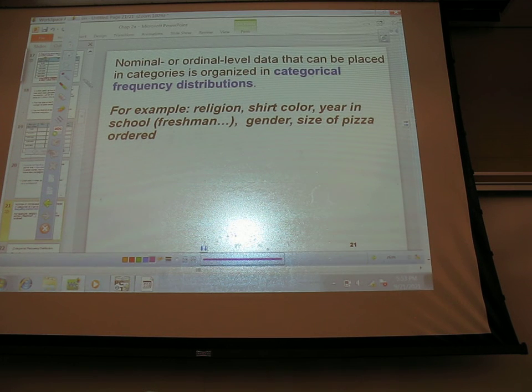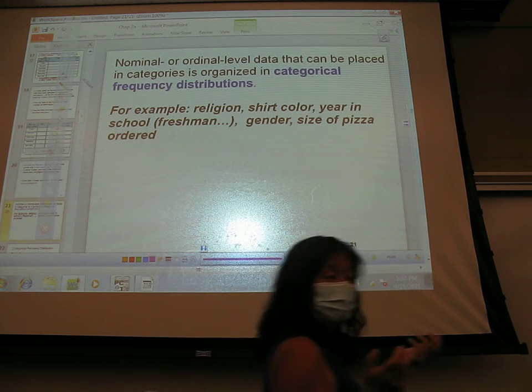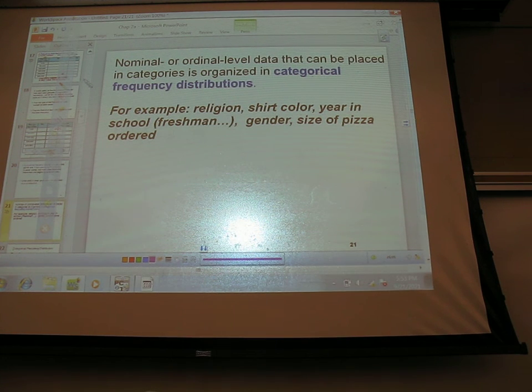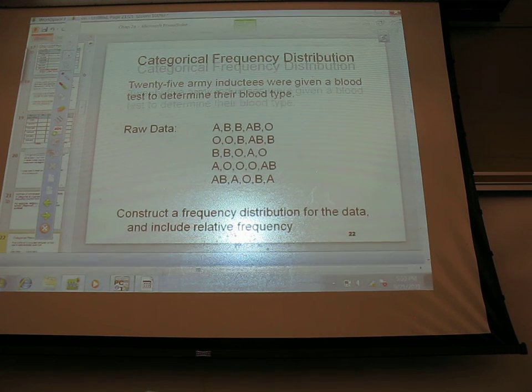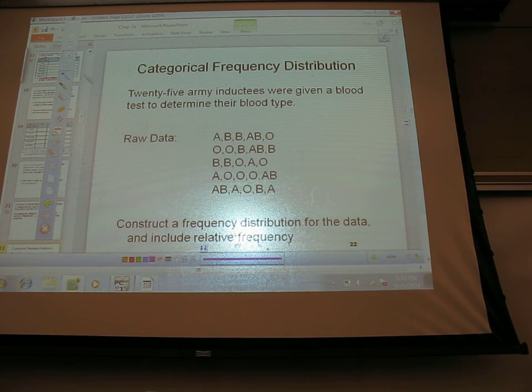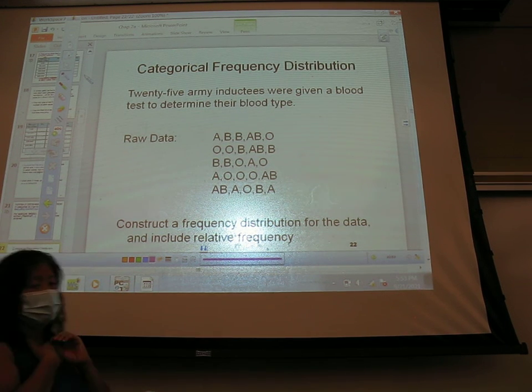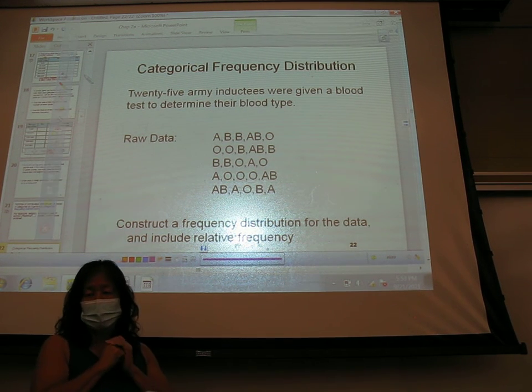So then there are also these things called categorical frequency distributions. It's when you use categories as your data. For example, your shirt colors, hair color, what year people are in school, gender, whatever type of pizza toppings you want to order, stuff like that. Categories. So you guys, actually the very first problem, the very top of your page, is this problem here. You are going to create a frequency distribution table for this.